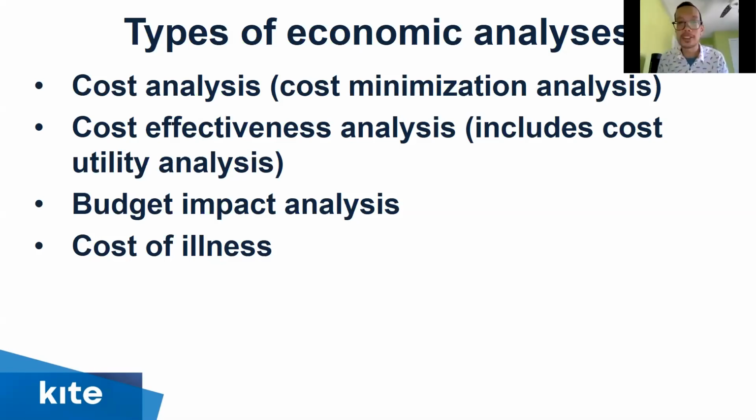In cost of illness, on the other hand, we are taking a look at the economic burden of a condition, of an illness, and its impact on the healthcare system in terms of the financial burden. So we're taking a look at the illness as opposed to an intervention specific. So these are the types of general economic analysis types that are typically used.